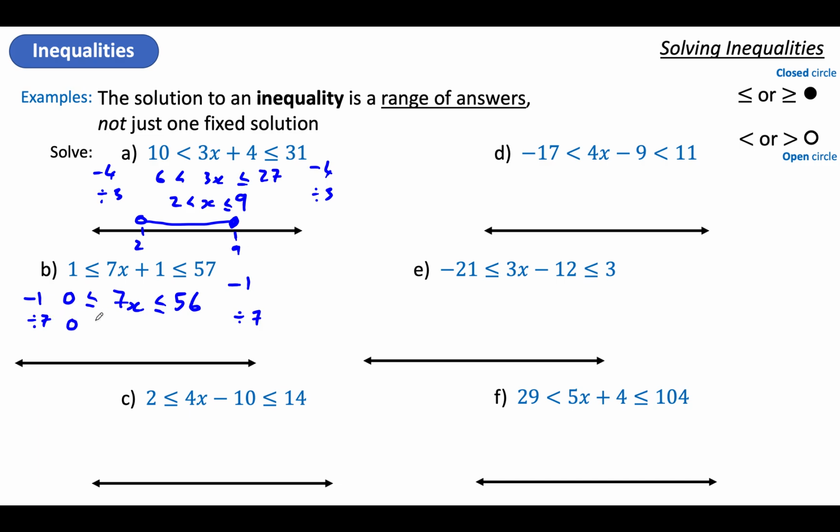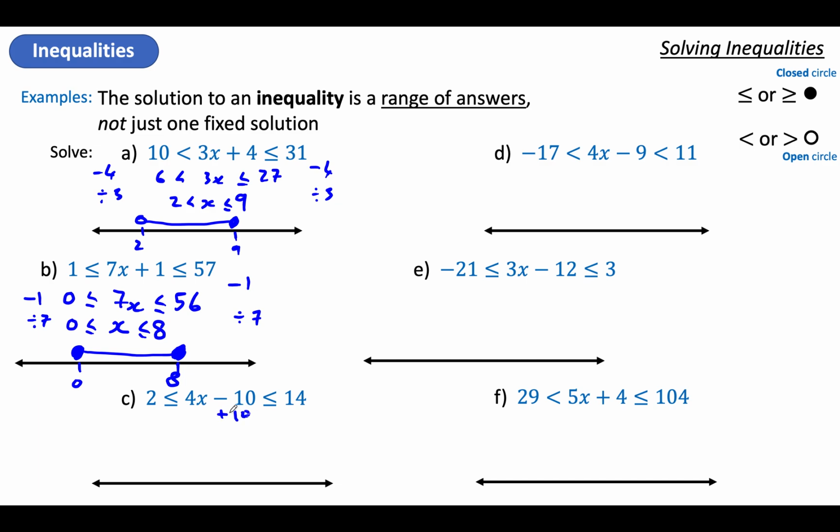0 divided by 7 is still 0. 7x divided by 7 is x. 56 divided by 7 is 8. So there's my two boundaries, 0 and 8. I need a filled in circle on both, and a straight line between them.